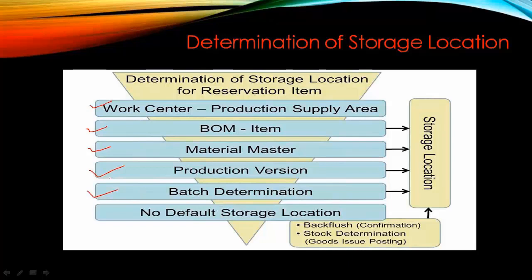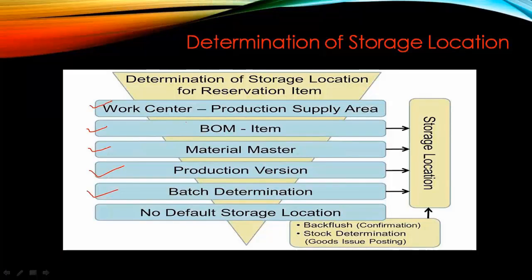So you can maintain storage location in all these places, and the system will pick as per the priority: the first one will be the first priority, the second one the second priority. If it finds the storage location at a priority level, it will stop searching. If it can't find it at the first or second level, then it will go to the third level, fourth level, and keep looking until it finds it.